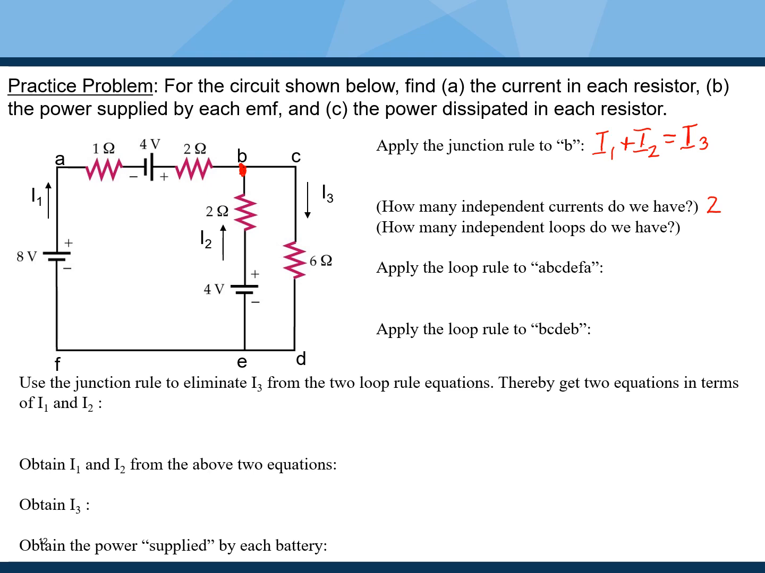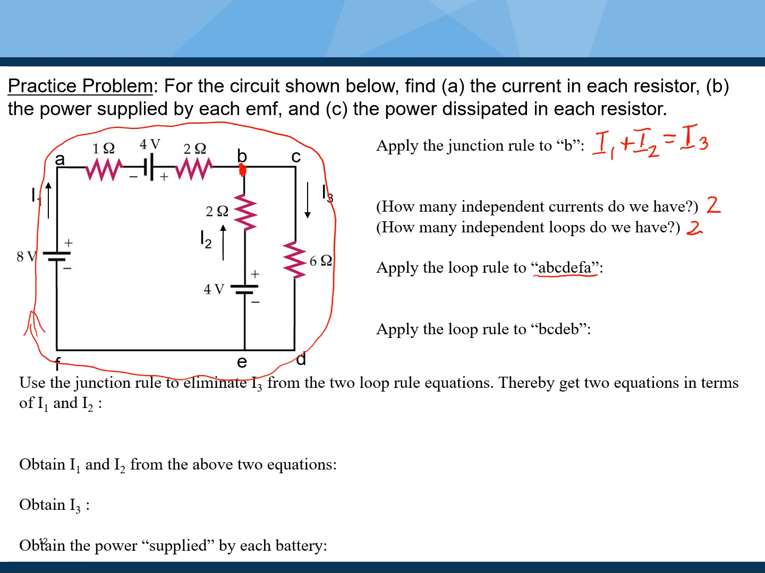Question now is, how many independent loops do we have? And we've gone ahead and practiced this several times now. So we realize that out of the 3 possible loops that we can have in this circuit, only 2 of them are independent. And so we write our answer to that question as also being 2. Then the question asked of us is, can you apply the loop rule to the loop A, B, C, D, E, F, A? Okay, so that's the loop where we're starting here and going around the entire circuit like so. Of course, we'll erase that off when we apply it to the next loop.